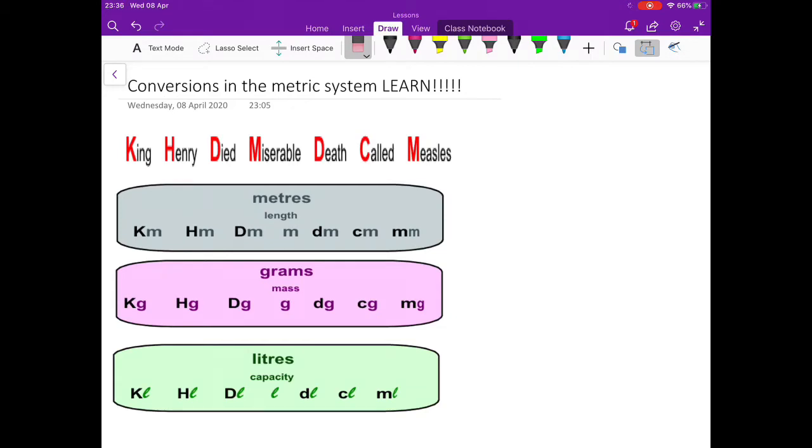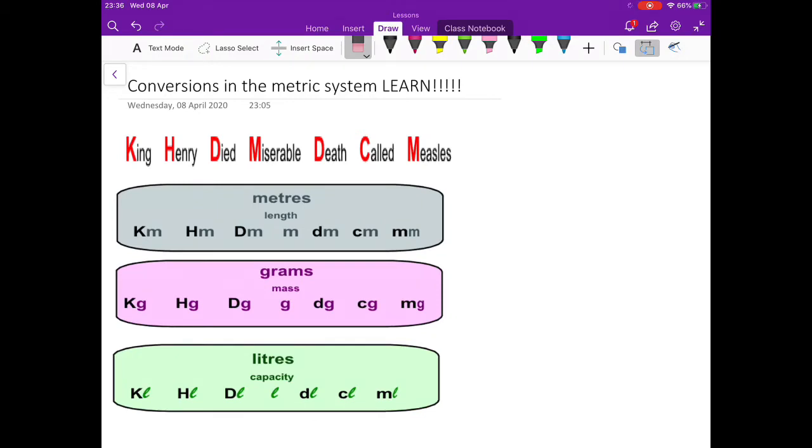We're now starting with conversions in the metric system, and the purpose of this lesson is to carry out conversions involving length, distance, volume, and mass. The expectations of this lesson are to be able to convert from memory and also to be able to convert using conversion factors.